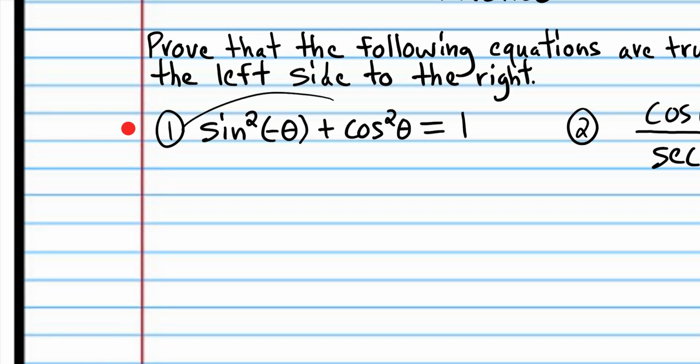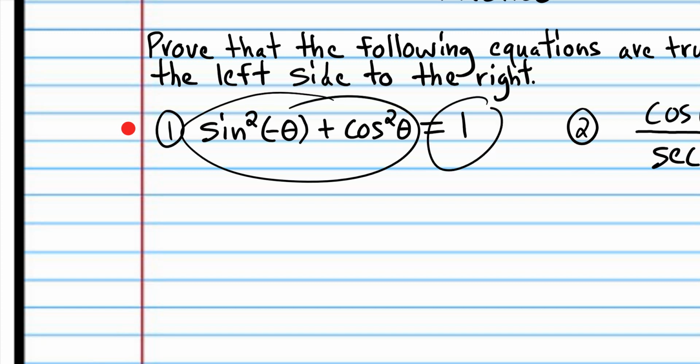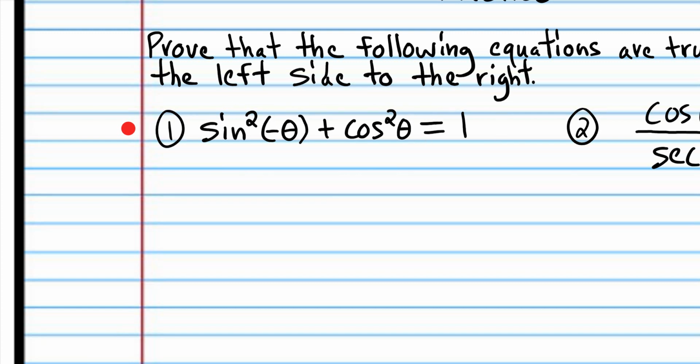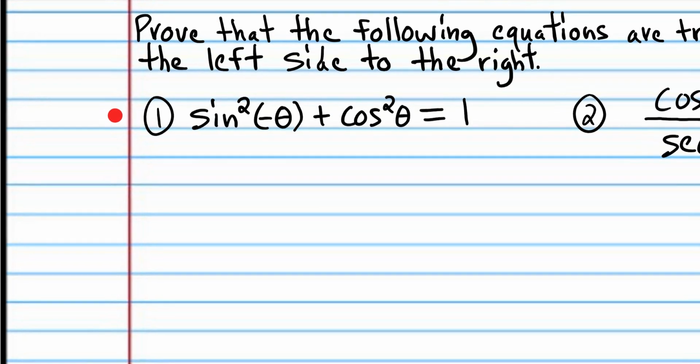So I'm going to prove that this is true by converting it to 1. The problem is cosine squared plus sine squared, that is equal to 1, but we don't have sine squared theta, we have sine squared negative theta. But that's okay.